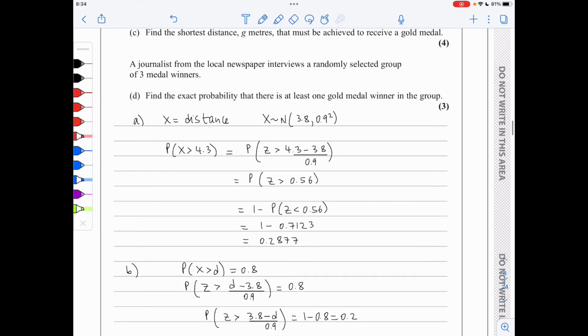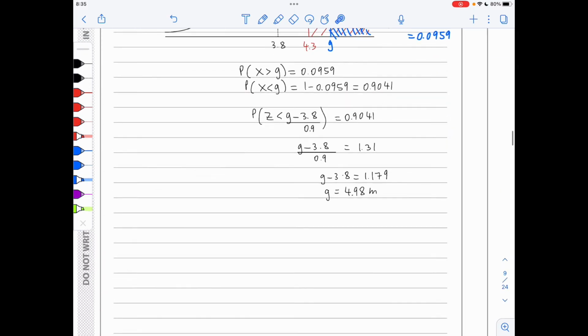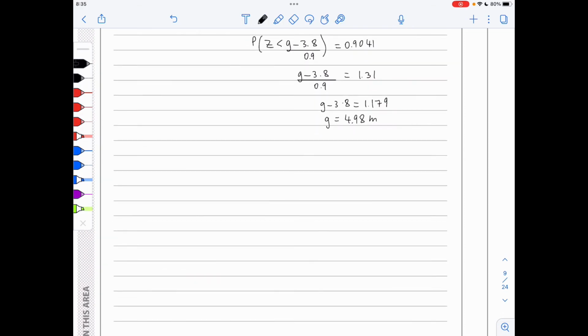In part D, we have a journalist who is interviewing a randomly selected group of 3 medal winners, and we want to find the exact probability of at least one gold medal in this group of 3 people. So we are looking in the subset of people who have obtained the medal, and we're wondering what's the probability of having at least one gold medal in this group. We know that among medal winners, a third of them are gold medal winners, so the probability of getting a gold is a third.